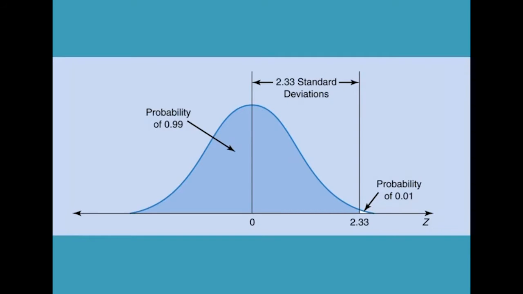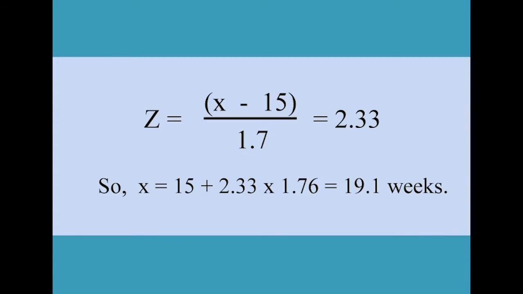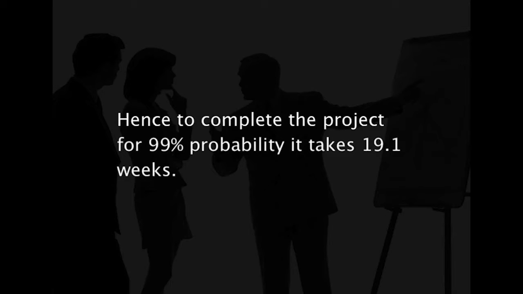For the target of 99% probability, based on the normal table, we get the z value, that is the normal distribution value, to be 2.33. This is diagrammatically represented in the following manner. Hence, the target completion time can be obtained as z equal to x minus 15 divided by 1.76, which gives 2.33. Hence, to complete the project with 99% probability, it takes 19.1 weeks.